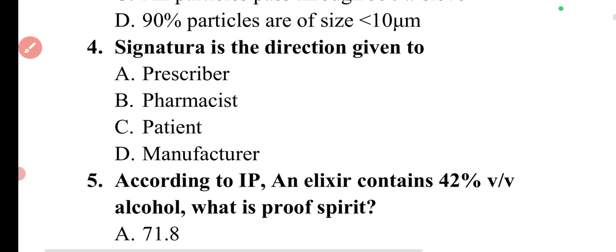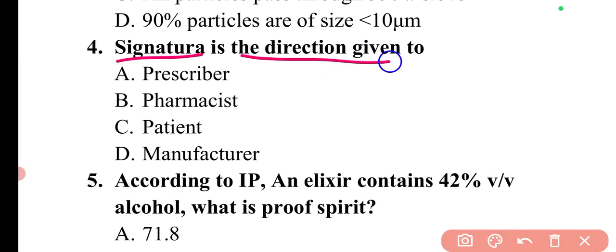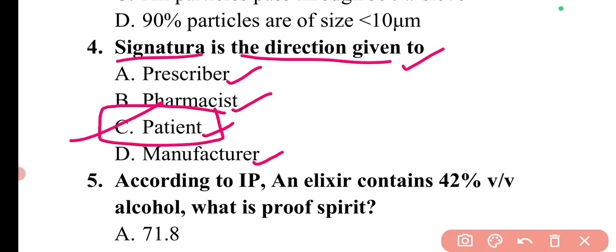Next question is, signature is the direction given to. Options are prescriber, pharmacist, patient, or manufacturer. And the correct answer is option number C, patient.